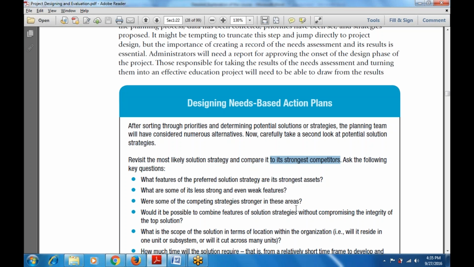That means we have to perform a feasibility study: what is the current scenario and what is the future scenario? We have to fill the gap between them. It is also possible to combine the features of the solution strategies without compromising the integrity of the top solution. What are the top solutions used with the combined features?